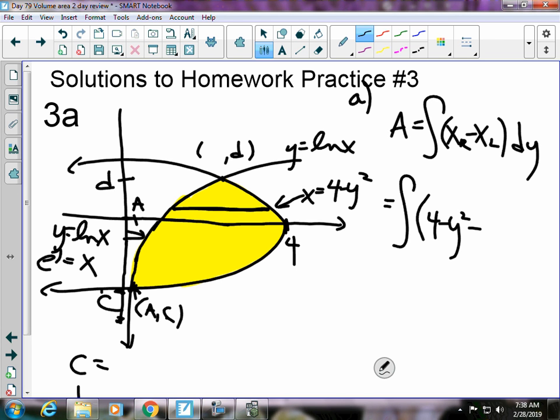What does x left equal? If y equals the ln of x, what does x equal? E to the y. What about my limits of integration, since it's a dy problem? C to D.